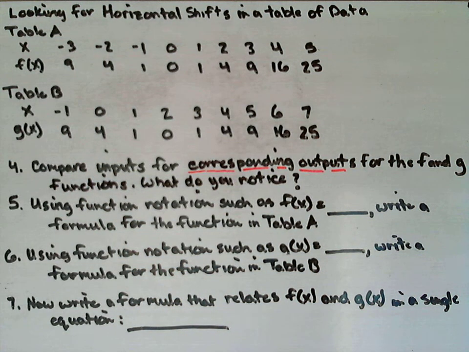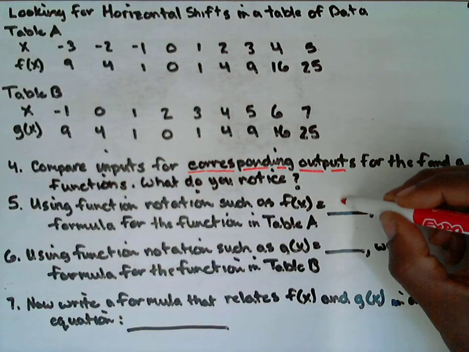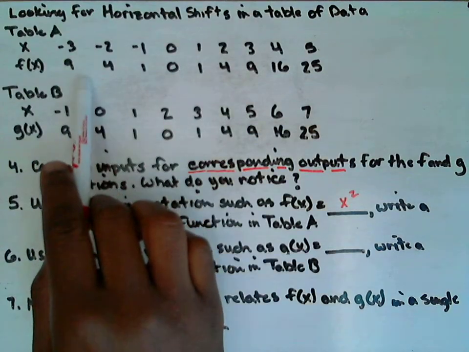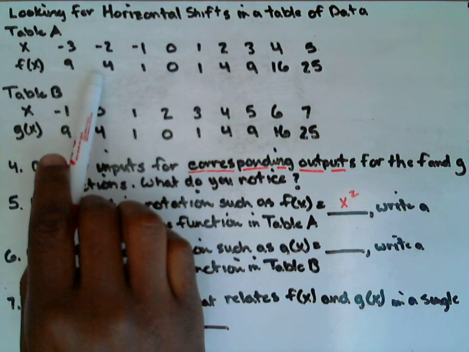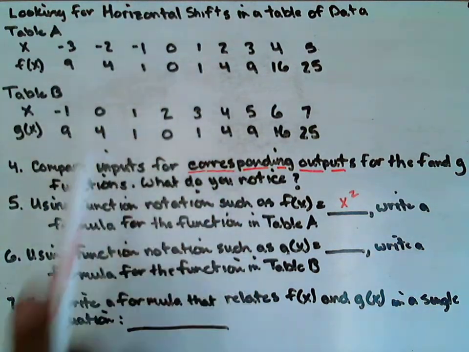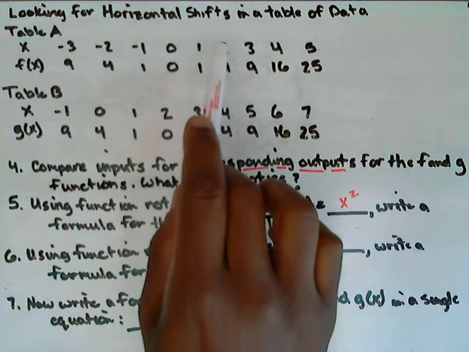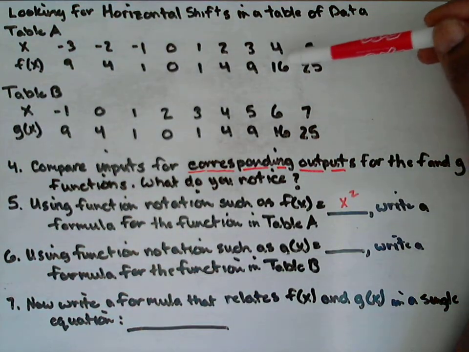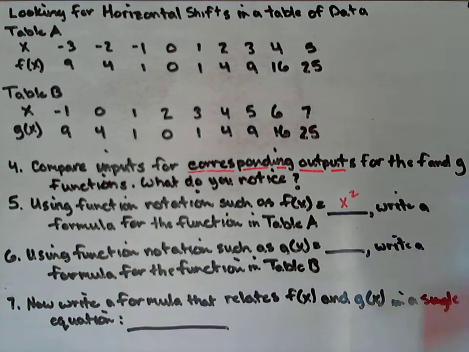This tells me that our formula for f of x should be x squared. And to test that, we can put in our values. Negative 3 squared should be 9. Negative 2 is 4 when it's squared. Negative 1 squared is 1. 0 squared is 0. 1 squared is 1. 2 squared is 4. 3 squared is 9. 4 squared is 16. And 5 squared is 25. So it looks like that works.